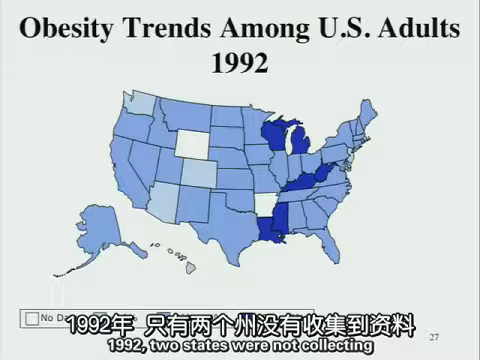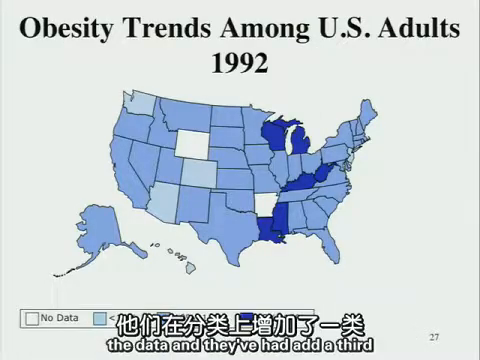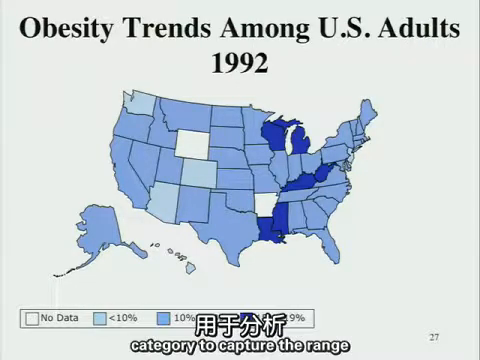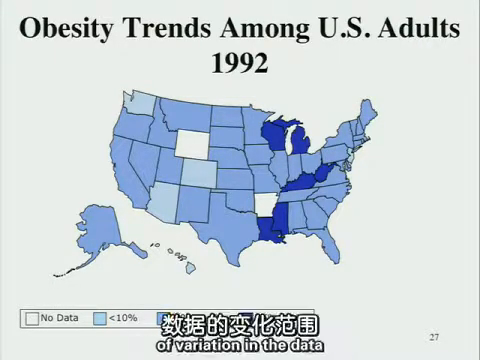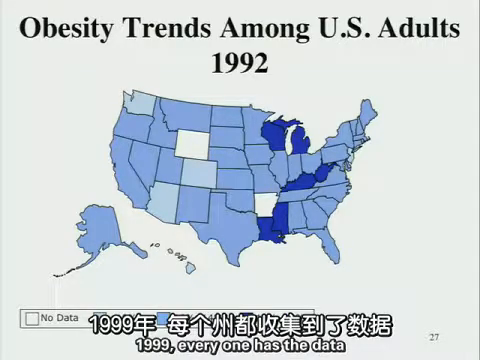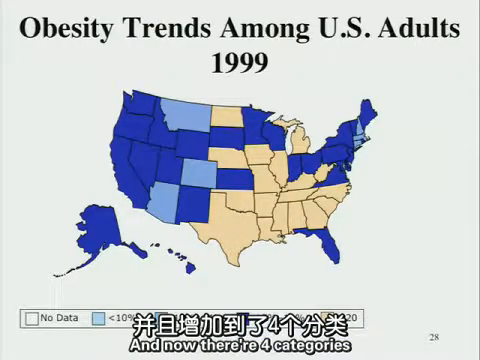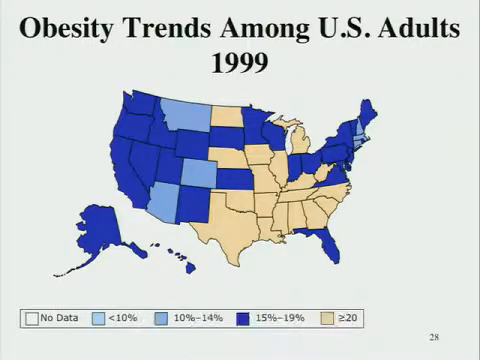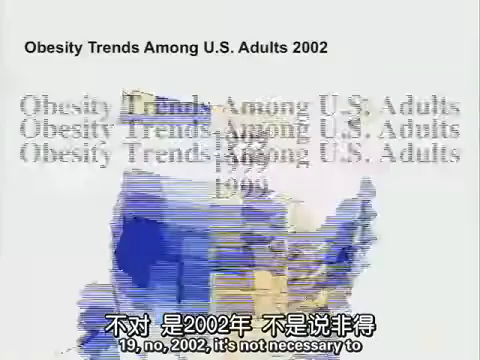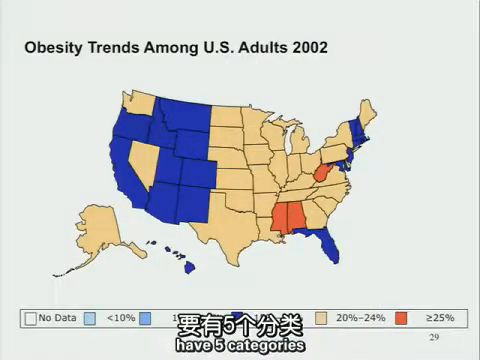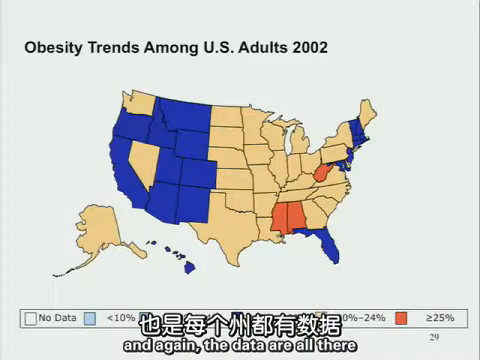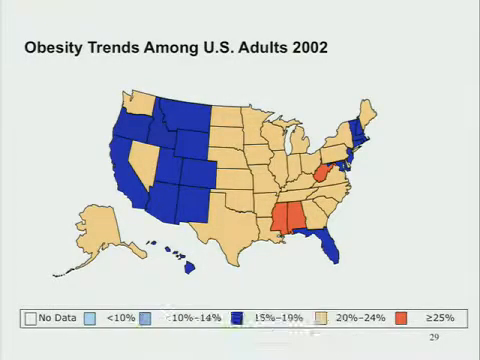1992, all but 2 states are now collecting the data, and they've had to add a third category to capture the range of variation in the data. 1999, everyone has the data, and there are now 4 categories. 2002, it's now necessary to have 5 categories, and again, the data are all there.